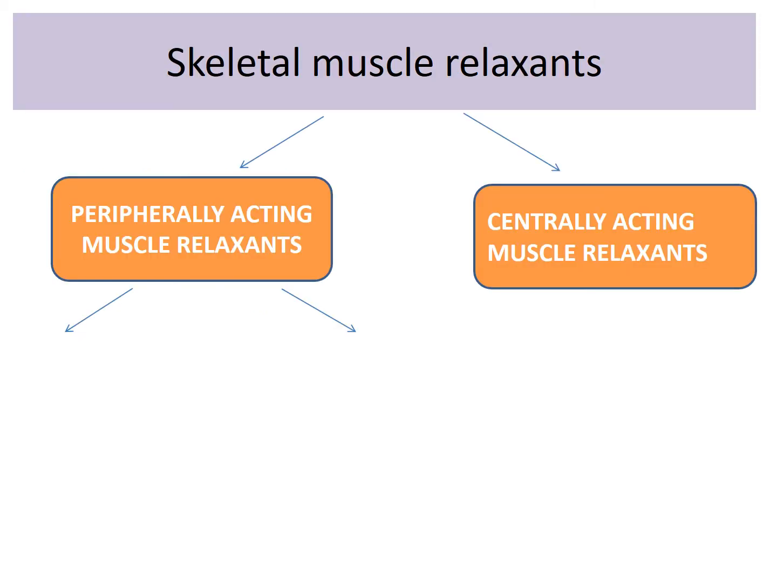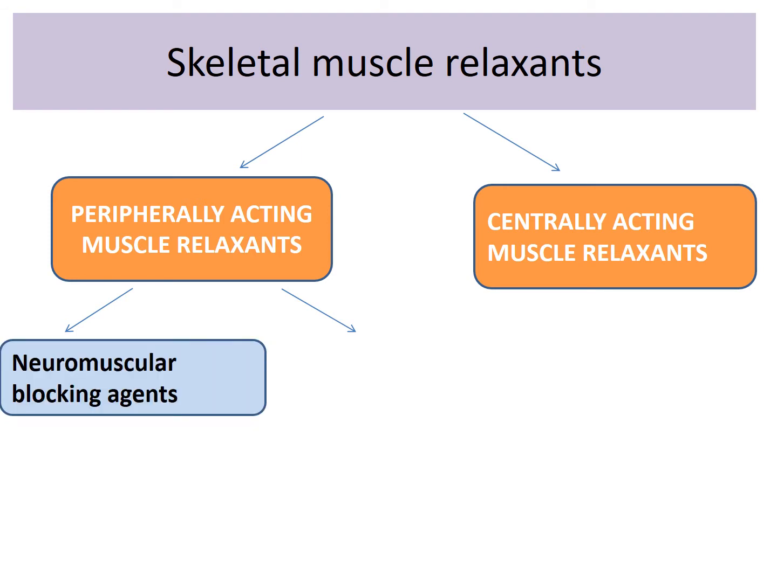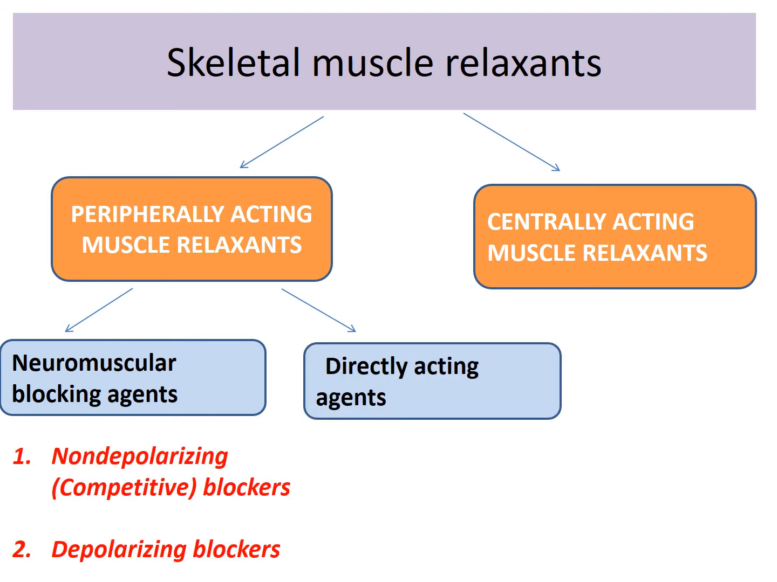Coming to the classification of skeletal muscle relaxants. Depending upon the site of action, we have peripherally acting as well as centrally acting skeletal muscle relaxants. The peripherally acting agents are further divided into those that act at the neuromuscular junction, that means neuromuscular blocking agents, and directly acting agents. The drugs which act at the neuromuscular junction, the neuromuscular blockers, are further classified depending upon their type of action into non-depolarizing as well as depolarizing blockers. The non-depolarizing blockers are also known as competitive blockers. Among the directly acting agents, that means they act directly at the muscle fiber, are dantrolene sodium as well as quinine.